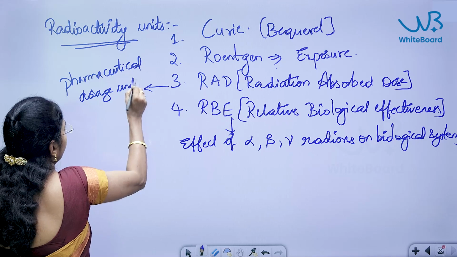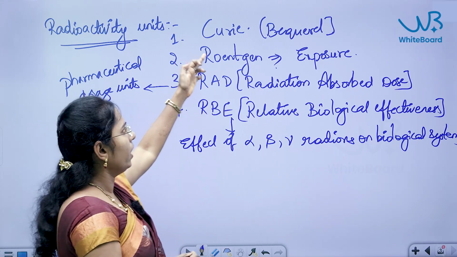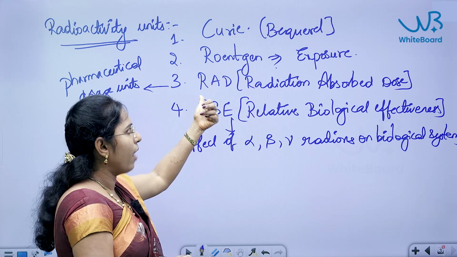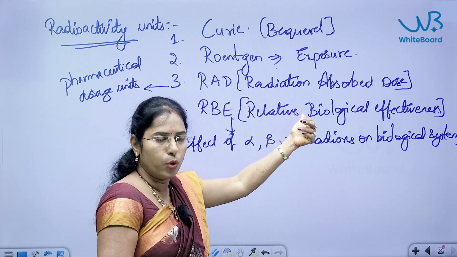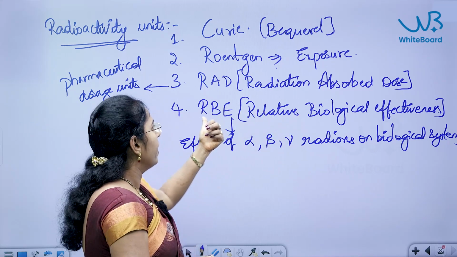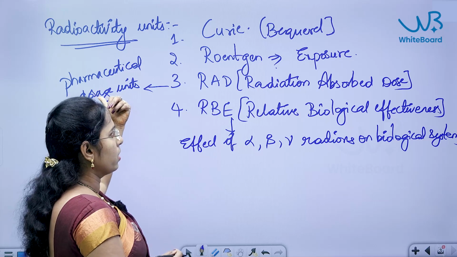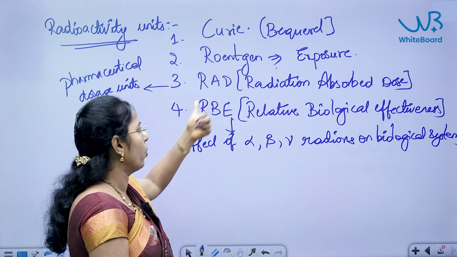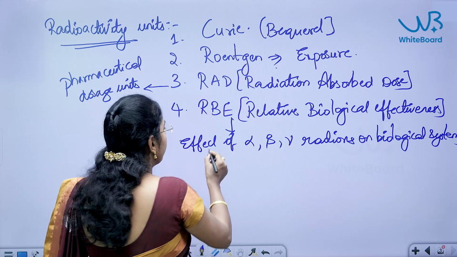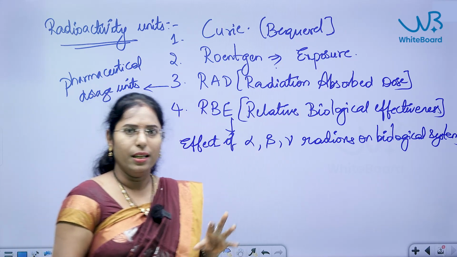So, these are the units of radioactivity: Curie or becquerel; Roentgen, which is the unit of exposure; and rad units, radiation absorbed dose, which are the units of absorbed dose. Pharmaceutical dosages are represented in rad units only. Next, RBE, relative biological effectiveness, expresses the effect of alpha, beta, gamma radiations on the biological system.